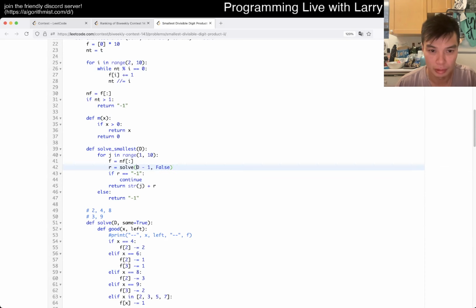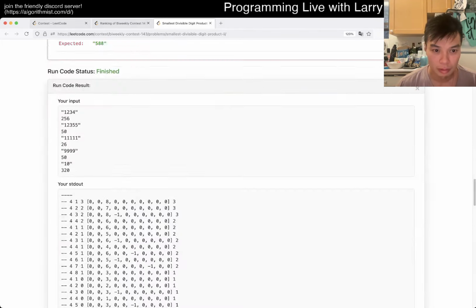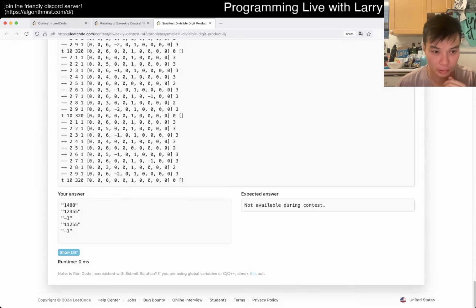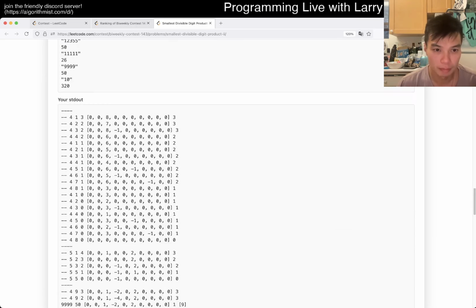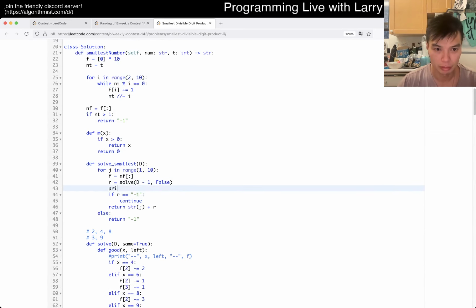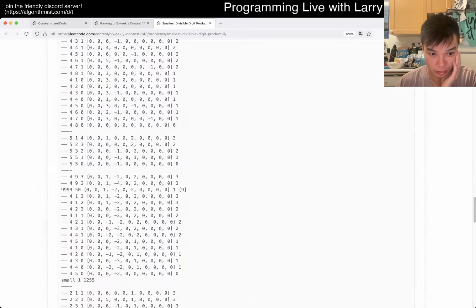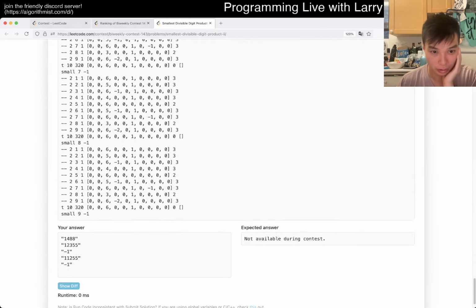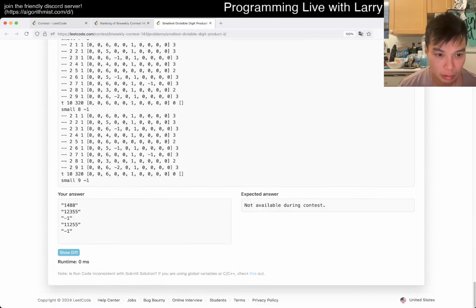South... Oh, so wrong, but oh wait, slightly less wrong, maybe. Maybe. Yeah, I don't think I'm solving this one. There's still one big case I have to figure out how to do. Yeah. Okay.